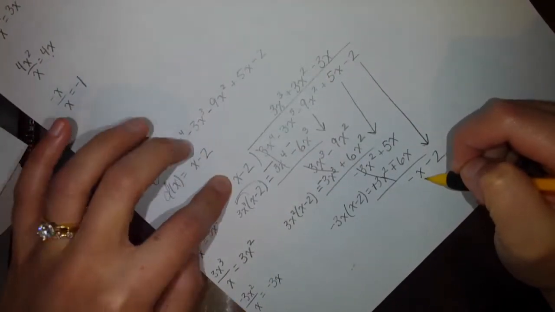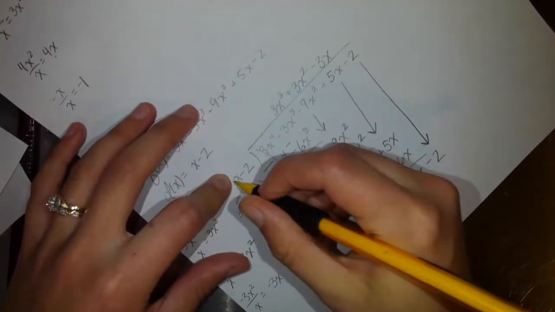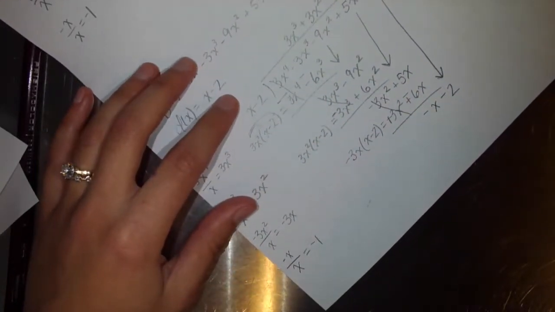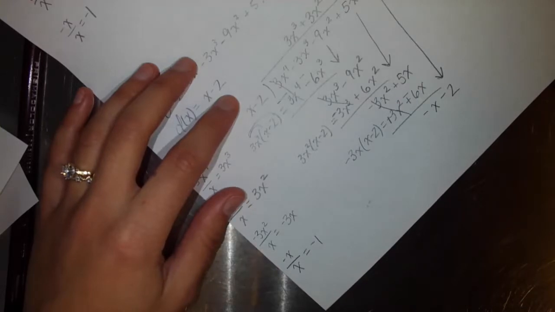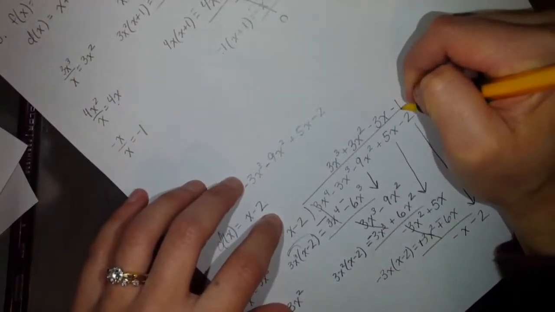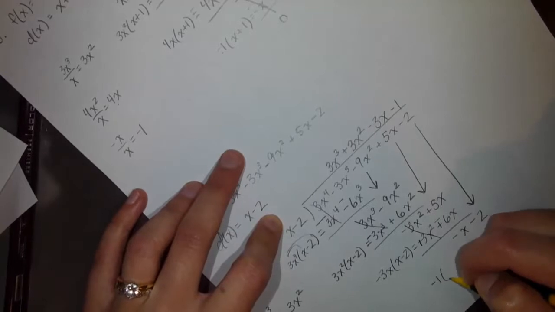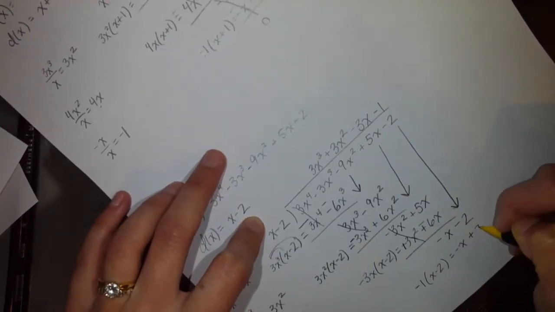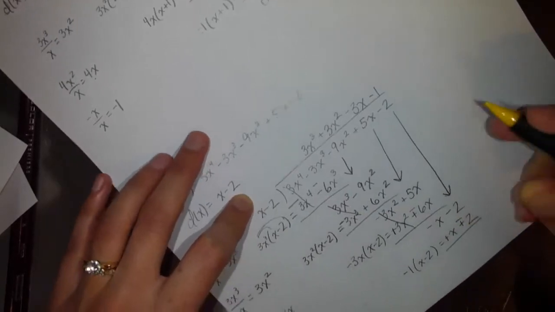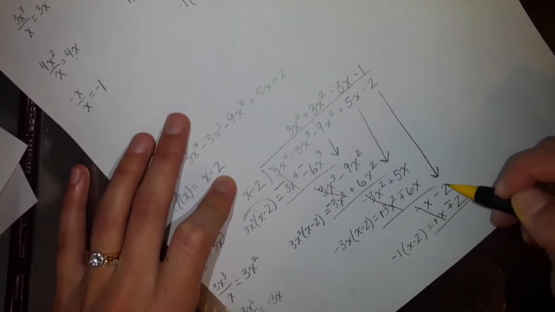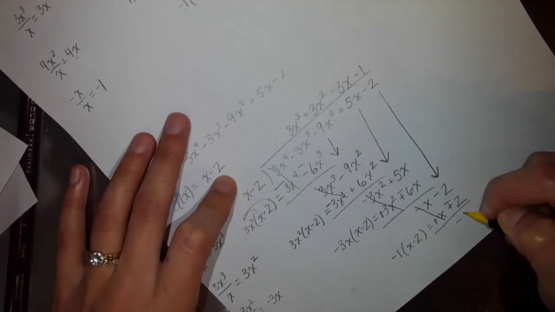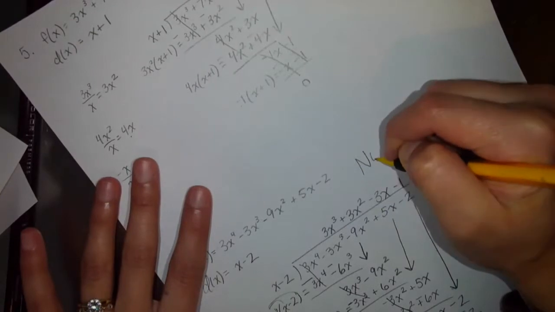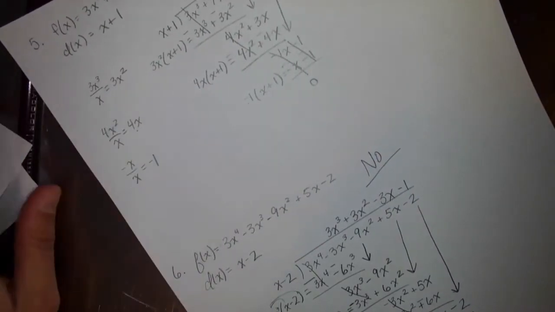Okay, looking at my first term, I have negative x over x, which is negative 1. That goes right here and multiply. This will be negative x plus 2. Flipping the signs, so the x's will cancel. Negative 2 minus 2, that's a negative 4. So here we have a remainder, so no, it is not a factor for number 6.